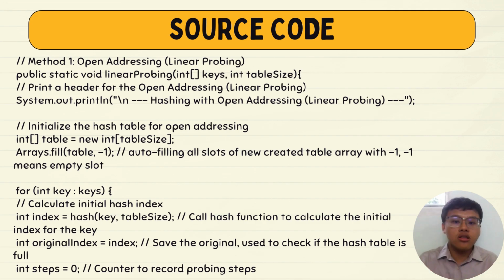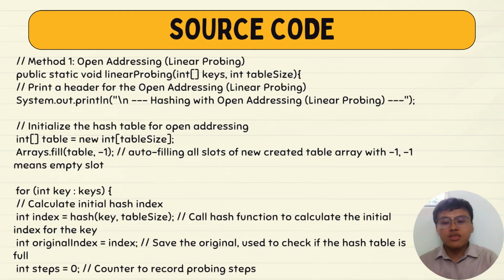So this is the code for the initialization. Then we use Arrays.fill on the table with -1, auto filling all slots of the newly created table array with -1. In this case, -1 means an empty slot. Next, we use a for loop to calculate the initial hash index. We call the hash function to calculate the initial index for the key, and we save the original one to check if the hash table is full.